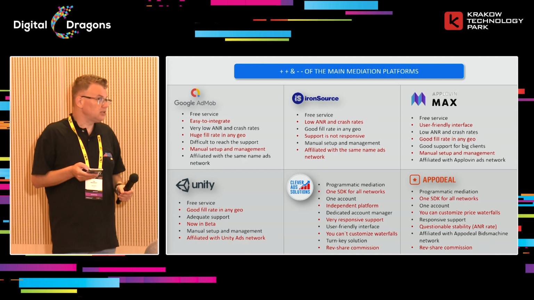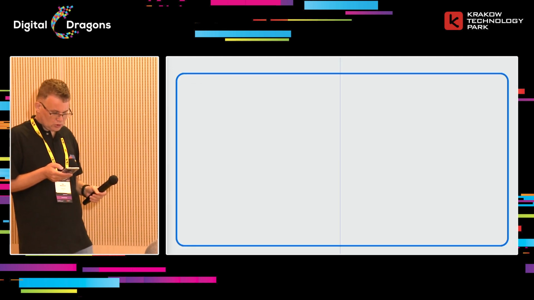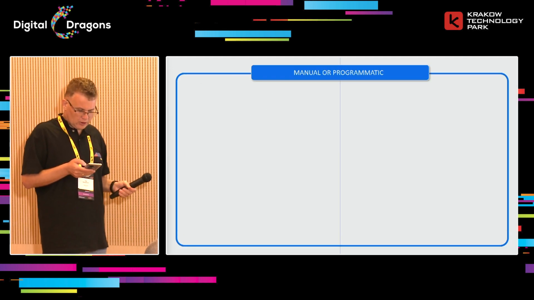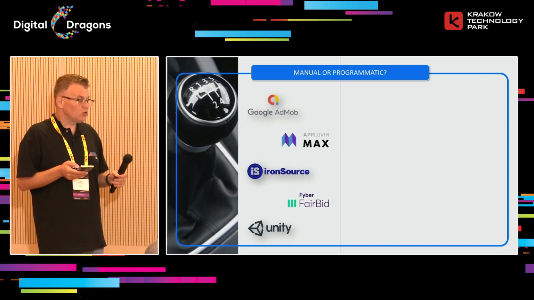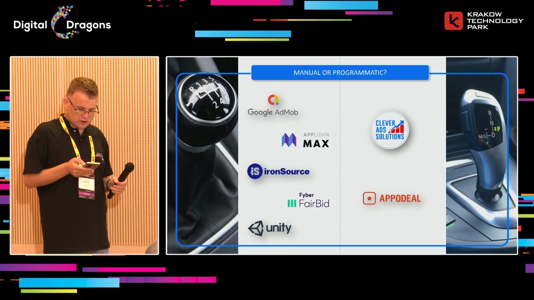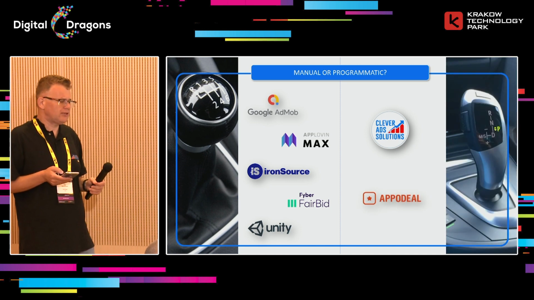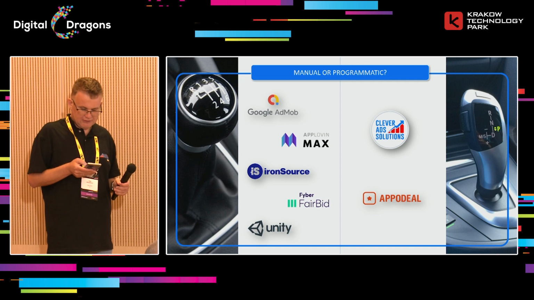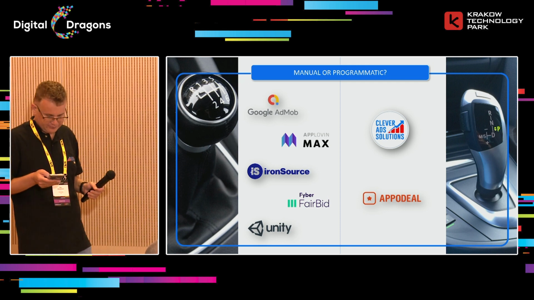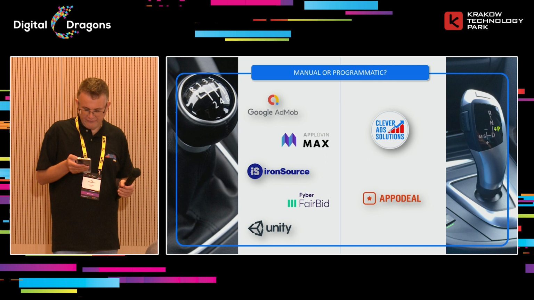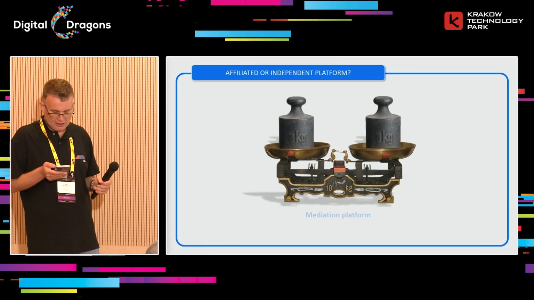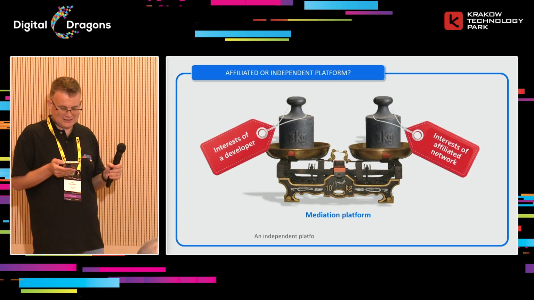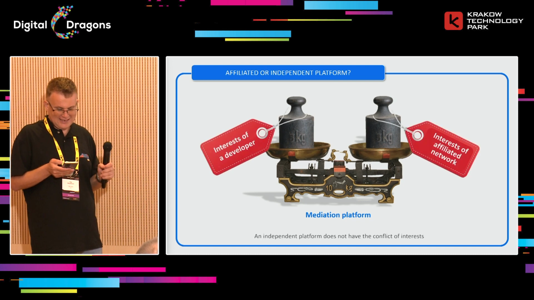Now you can choose what kind of solution you should use, manual or automatic. Just like in a car, you can do some special tricks using a manual gear, but automatic shift is preferable for me anyway. Most mediators have affiliated ad networks, so they will have a conflict of interest. The publisher wants to maximize his ads revenue, but the affiliated ad network wants to win the auction with the minimum bid.